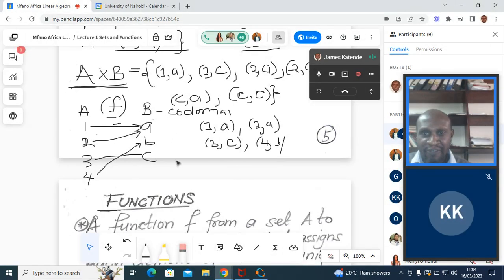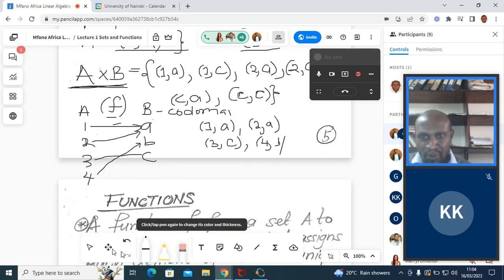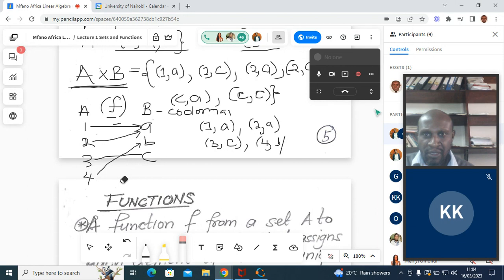So this is an example of a function because it satisfies the property that every element in A is assigned to a unique element in B. So let's see what can go wrong. What would make it fail to be a function.